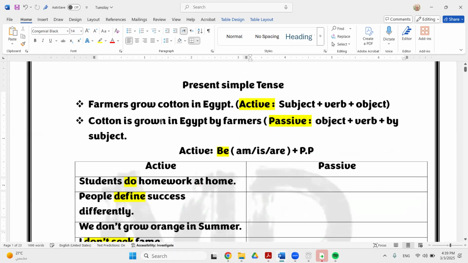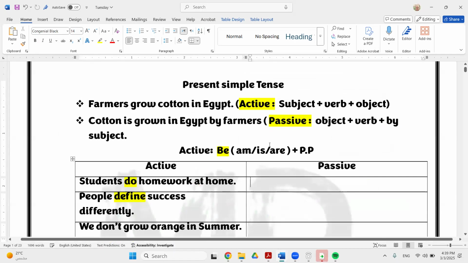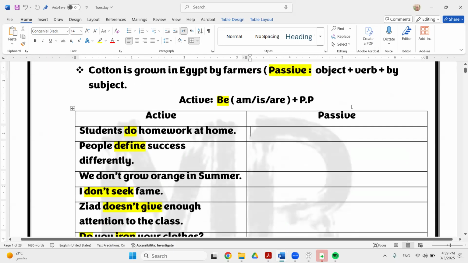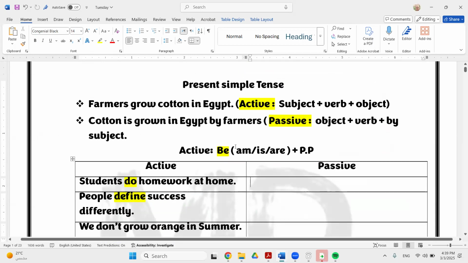For example, farmers grow cotton in Egypt. Look at the structure here. Farmers, this is the subject. Grow, this is a verb. Cotton, this is the object. If our sentence takes the structure subject, verb, object, we say this is the active form, or the active voice.